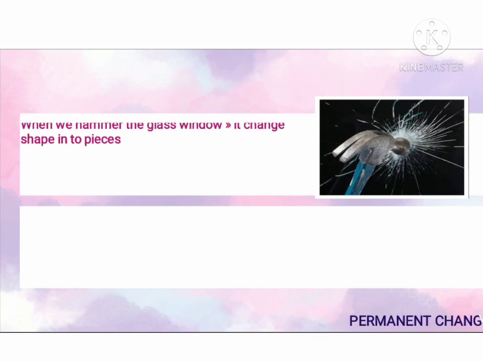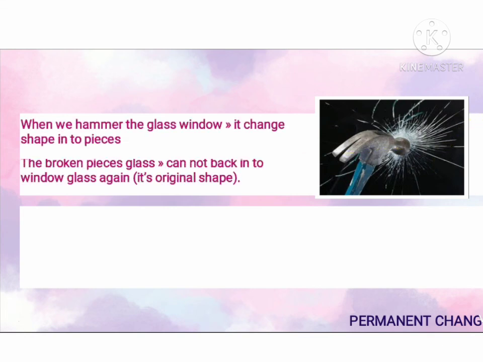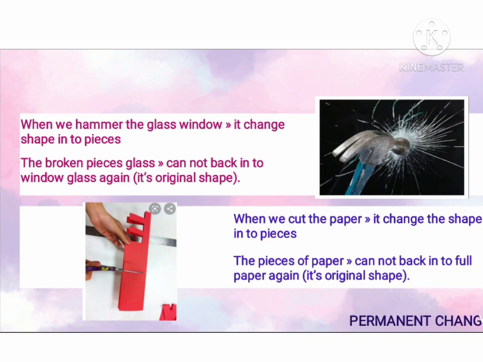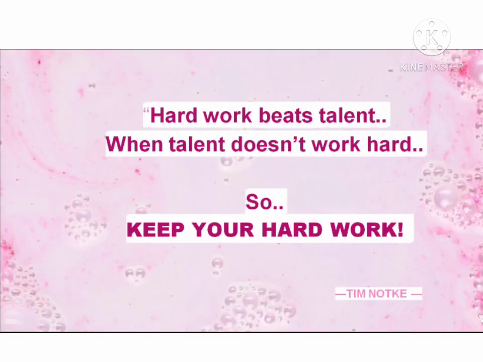What about this? When we hammer the glass window, it changes shape into pieces. And those pieces of broken glass cannot go back into the window glass again. We call it permanent. What about this? Yes, when we cut the paper, it will change shape into pieces of paper. And these pieces of paper cannot go back into the full paper again. So that's what we call permanent change.